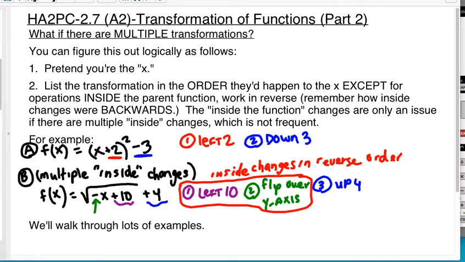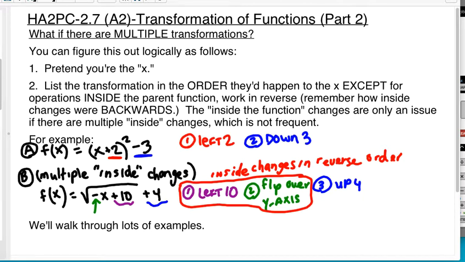So what if there are multiple transformations? In the last video, we talked about a single slide up or down or left or right or flipping over an axis. What if there are multiple transformations? So you can kind of figure this out logically. Basically, you're going to pretend that you're the x, and you're going to list the order that the transformations would happen to you, or to the x, except for one weird thing, which is if they're inside the parent function, you're going to have to work in reverse. Remember how inside changes are backwards. So this isn't really an issue unless there are multiple changes inside the function.